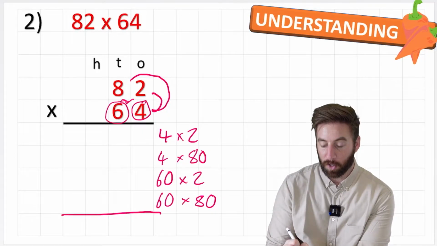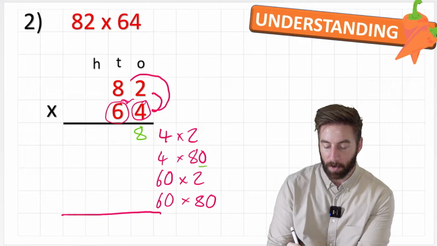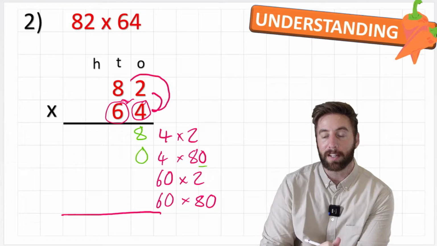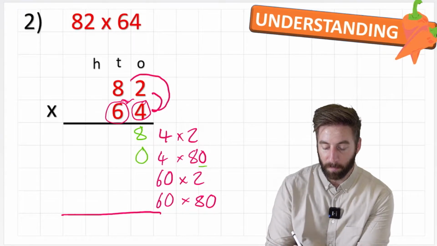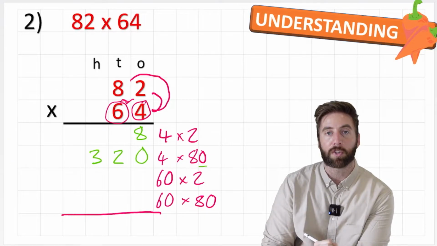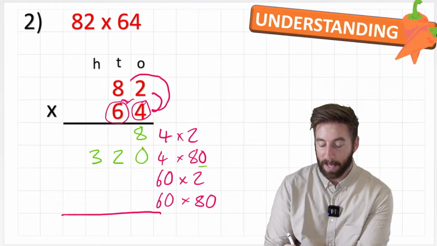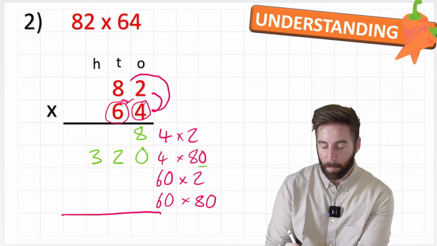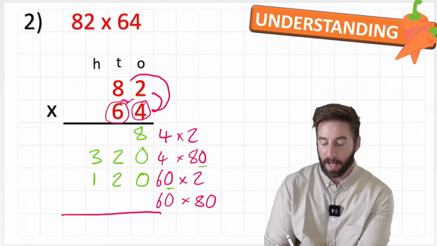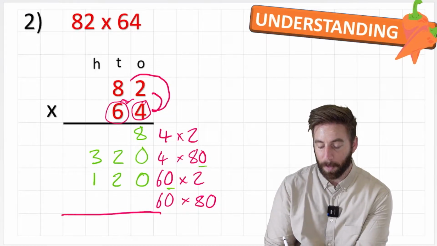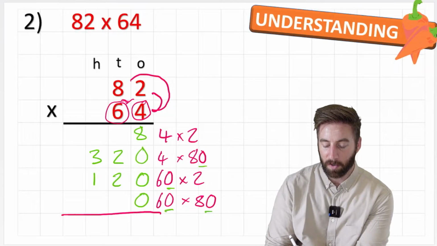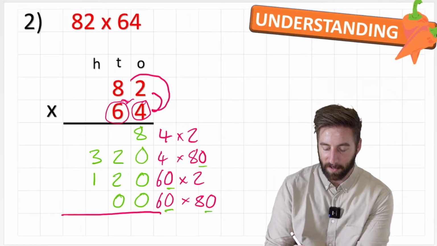Here we go. 4 times 2 is 8. 4 times 80, not sure, so I'm going to use my place value, put my 0 in place. Now I can do 4 times 8. 4 times 8 is 32. Put that in place. So 4 times 80 is actually 320. Now I've got 60 times 2. Put my placeholder in place. 6 times 2 is 12. Now I've got 60 times 80. I've got 2 placeholders. 1, 2. 6 times 8 is 48.